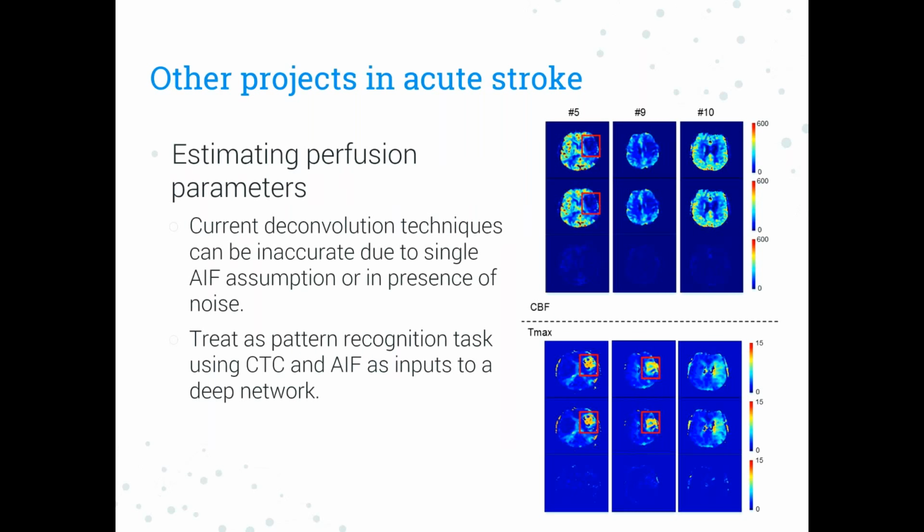Another project in stroke is to estimate perfusion parameters. Currently people use deconvolution techniques to deconvolve the signal from the arterial input function to come up with perfusion maps. They can be inaccurate in the presence of noise. So we have a model that treats it as a pure pattern recognition task, where we feed the deep network the concentration time curve and the arterial input function, and we try to predict perfusion characteristics, so cerebral blood flow or Tmax. This is the time it takes for a voxel to reach its maximum contrast peak.